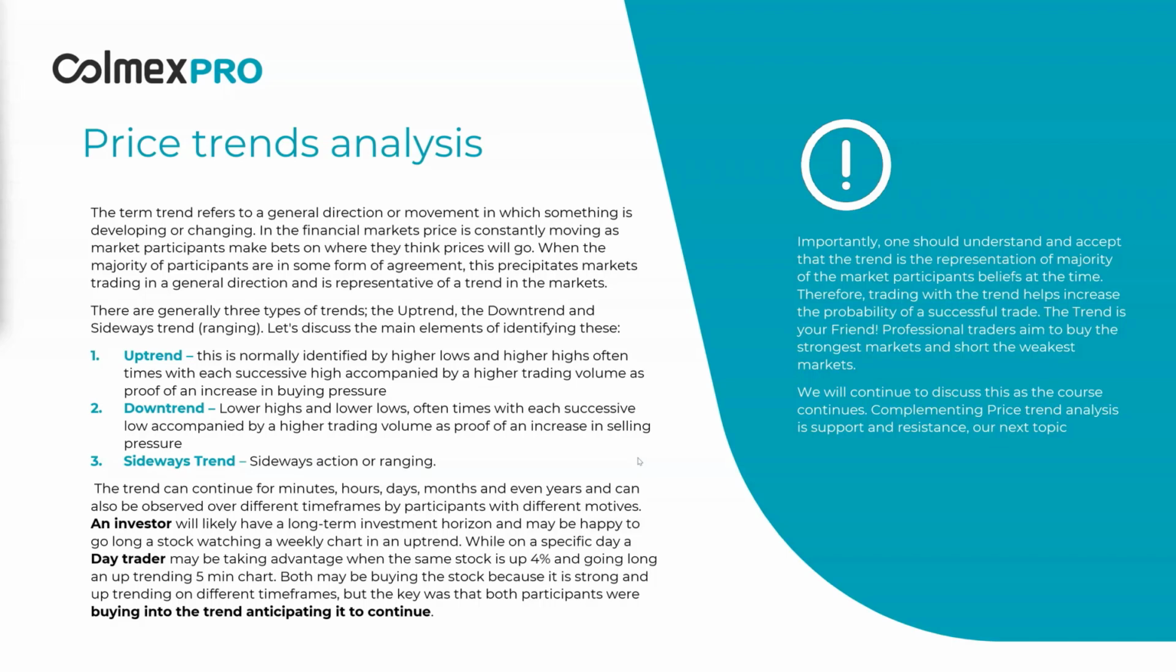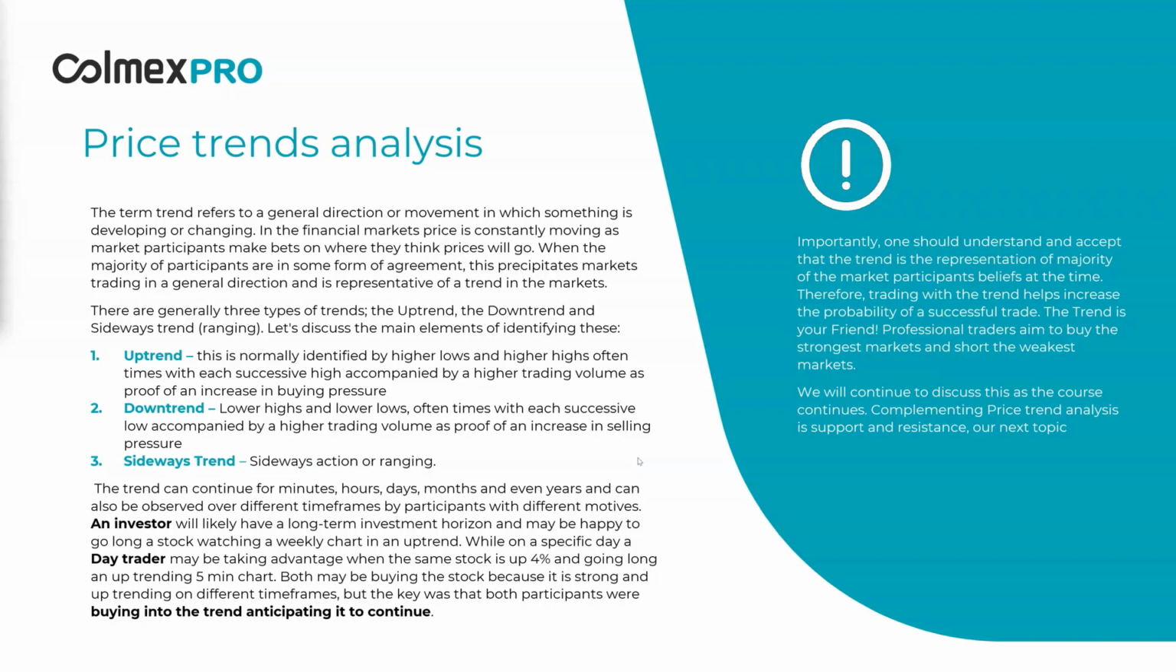A trend can continue for minutes, hours, days, months, and even years, and can also be observed over different time frames by participants with different motives. For instance, an investor will likely have a long-term investment horizon and may be happy to go long a stock watching a weekly chart in an uptrend, while on a specific day, a day trader may be taking advantage when the same stock is up 4% and going long an uptrending 5-minute chart. Both may be buying the stock at the same time because it is strong and in an uptrending market, but on different time frames. The key was that both participants were buying into the trend, anticipating that it would continue.